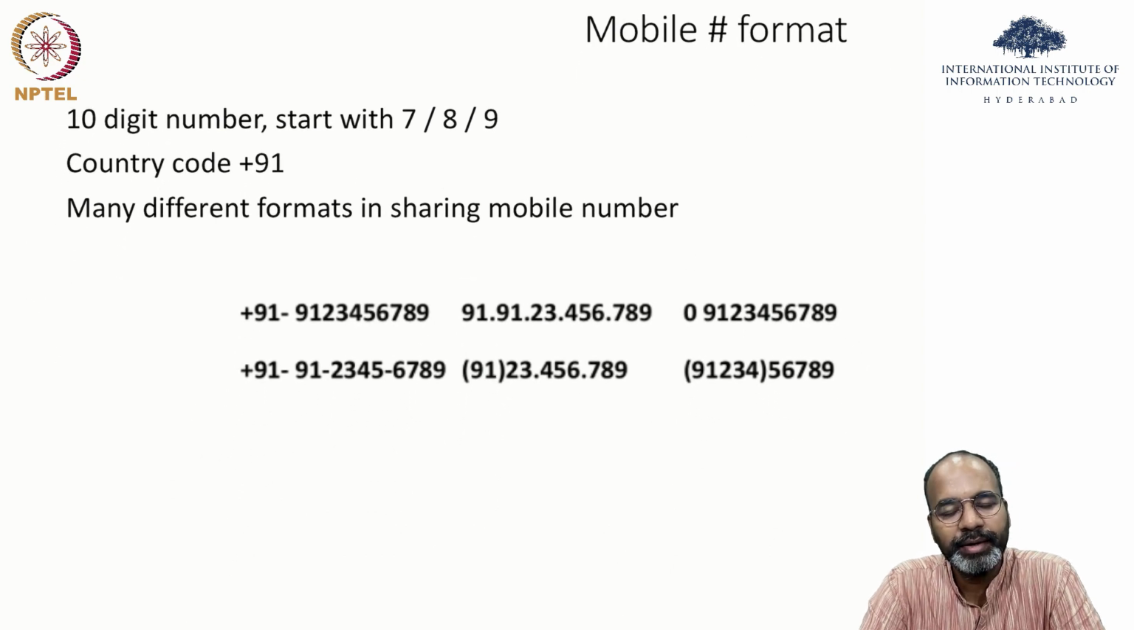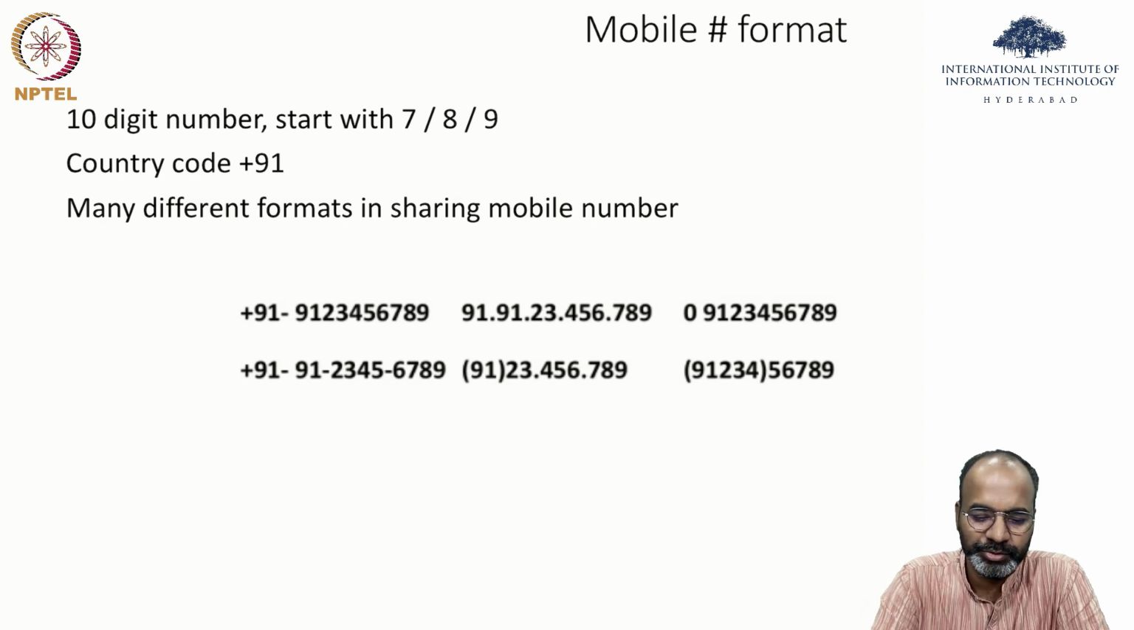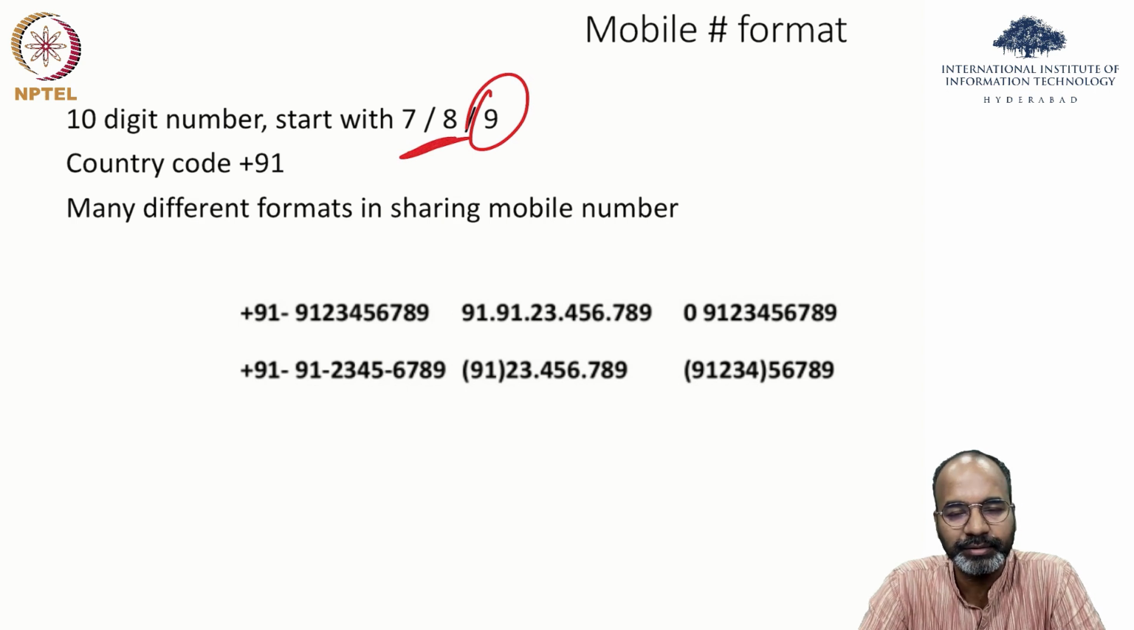So if you look at the cell number format in India, it's a 10-digit number. Earlier, it used to start only with 9. Now we have 7 and 8 also starting. Probably there are other starting numbers also now. And our country code is +91.